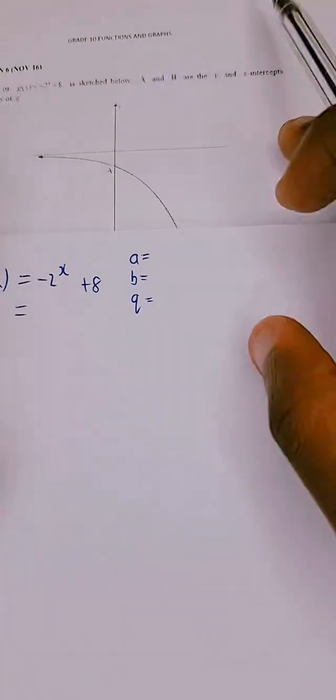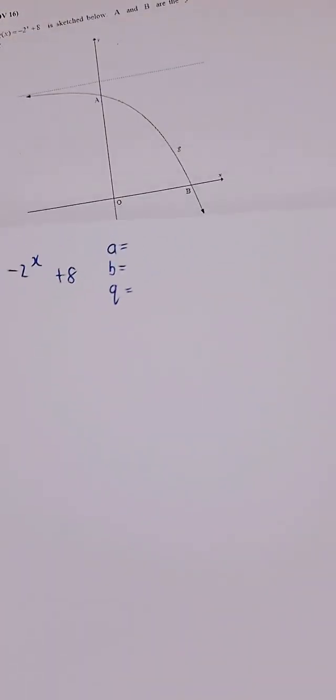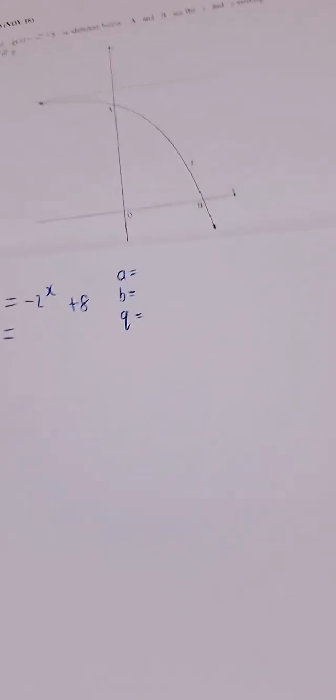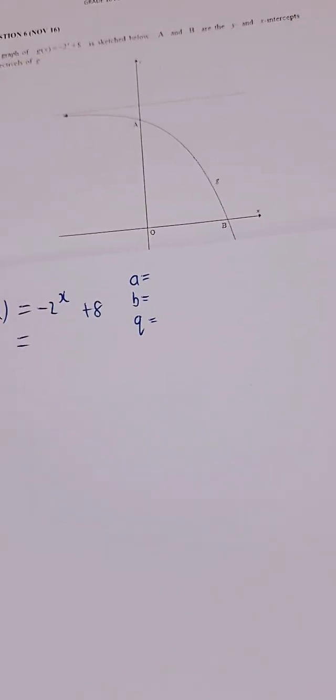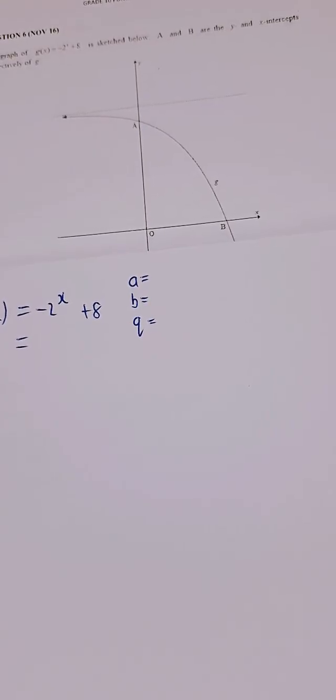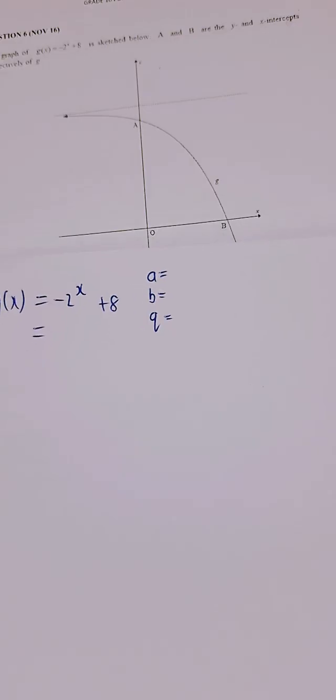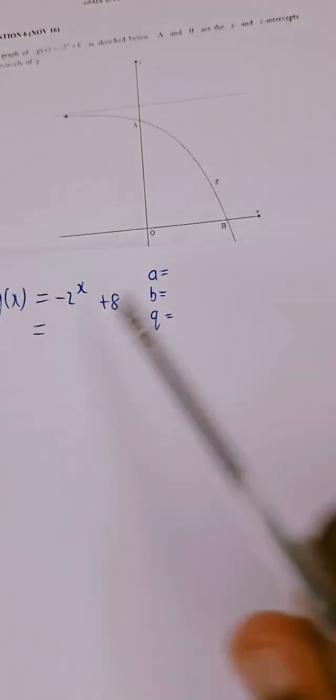What's the value of a? Remember, the form is ab to the power x plus q. Now I just want you to tell me what the value of a is, the value of b, and the value of q. You are only giving me a, I want everything. So you should type it in one sentence. What is the value of a? What is the value of b? What is the value of q?